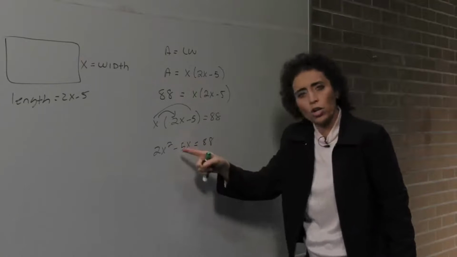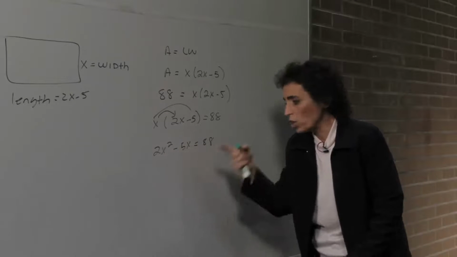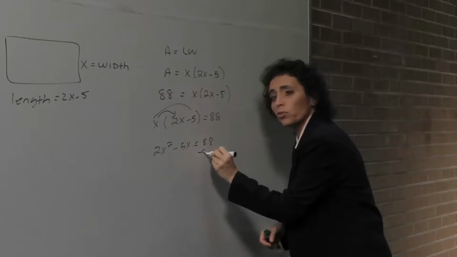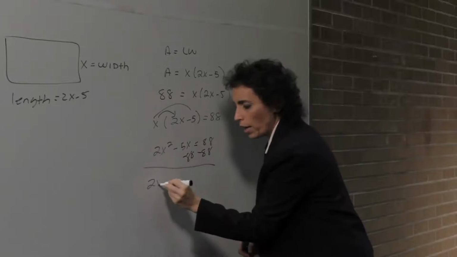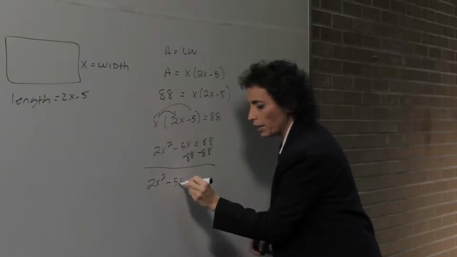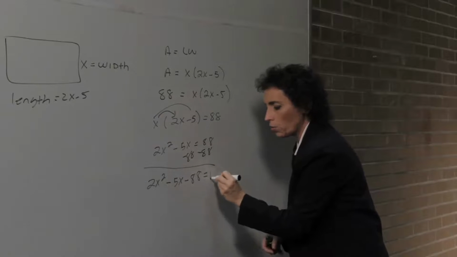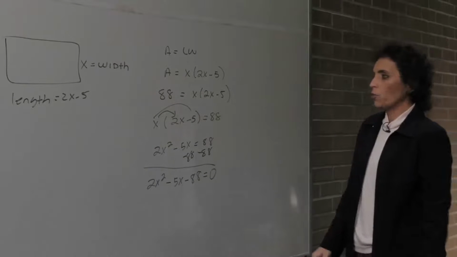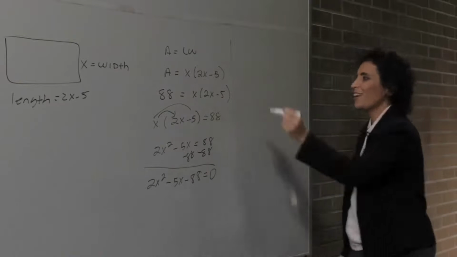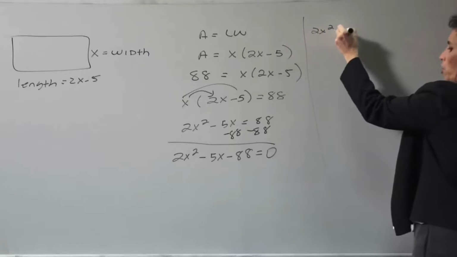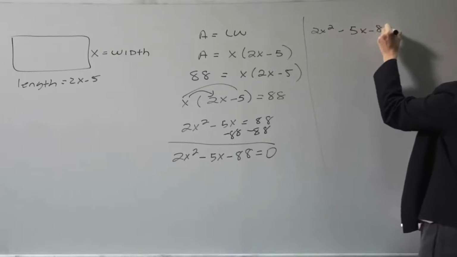Okay, now we have a quadratic. Since we have a quadratic, we're going to set this equal to 0. So we're going to subtract 88. 2x squared minus 5x minus 88 equals 0. All right, so we have to factor that. How much fun could that be? Here we go. 2x squared minus 5x minus 88.